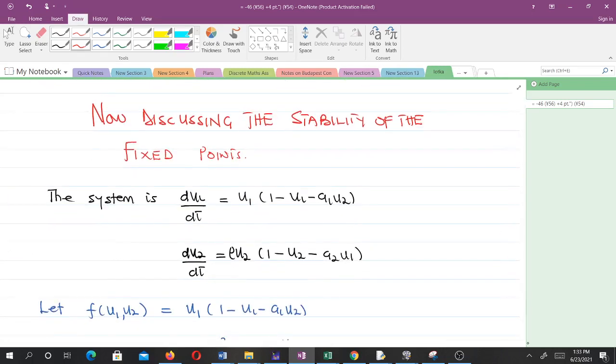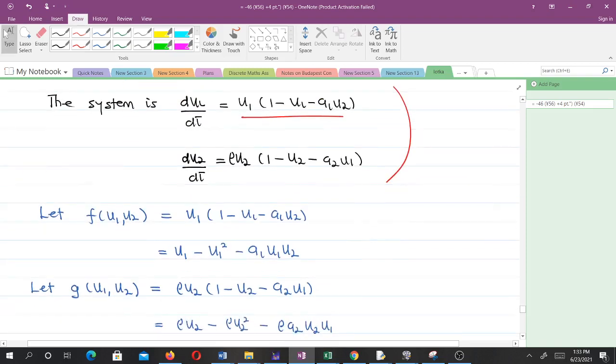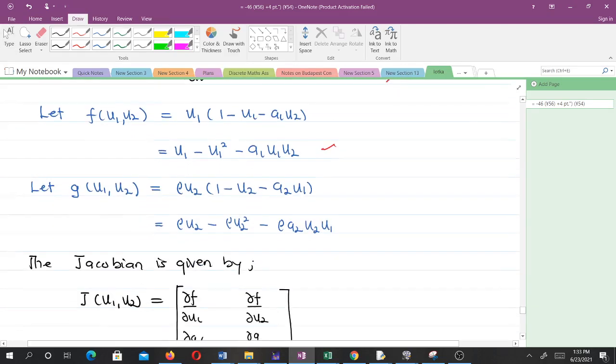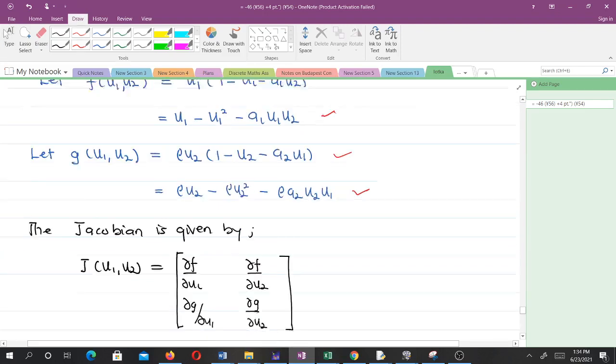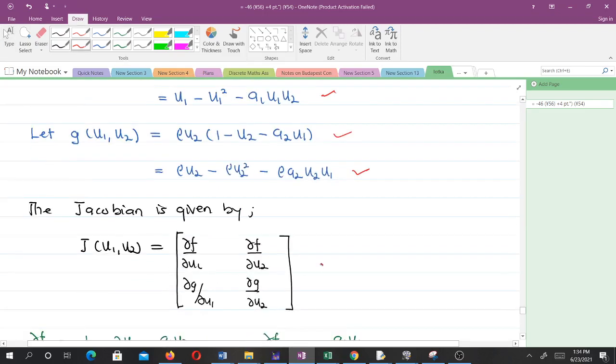So the system we had, that's a non-dimensionalized system, was this, if you remember, right? So we will let f of u1 u2 be equal to whatever we have here, and let g of u1 u2 also be equal to whatever we have here. So you can see f of u1 u2 is this, which we have expanded to get this, and g of u1 u2 is this, which we have expanded to get this. Okay, so we have to form our Jacobian, right? And the Jacobian will be given by what we can see here.